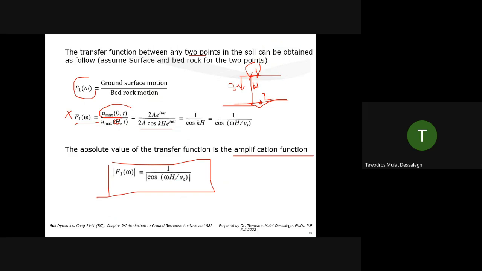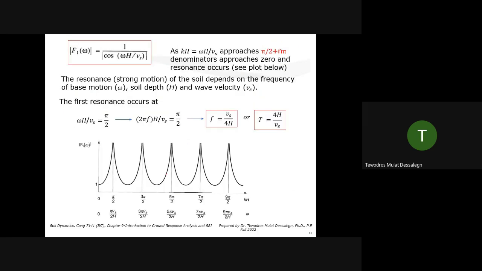And look at it, all are known. Omega is the forcing frequency from the motion, we know. H, we know, which is the thickness of the soil. Vs, we know, either from field test or from lab test, shear wave velocity. So if we know the transfer function, which means if somebody gives me the motion at the top, at the ground surface, or at the bedrock, I can easily find the other point.